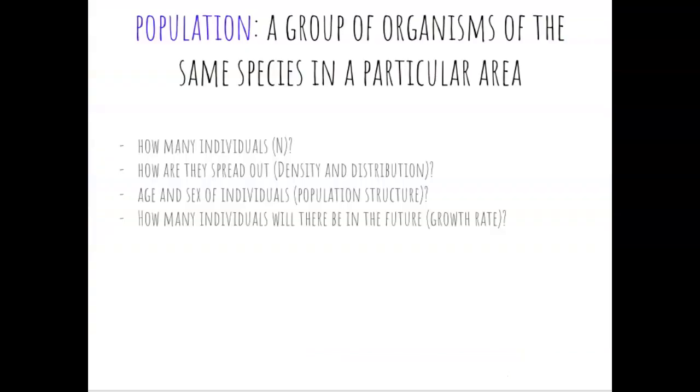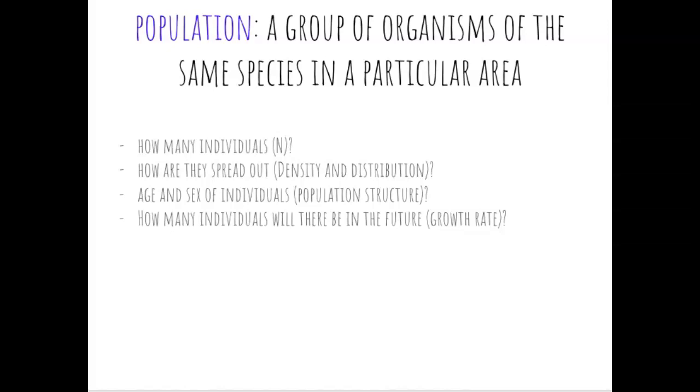So first, remember that a population is a group of organisms of the same species in a particular area. Now think back and remember that a species is members of a group that can interbreed and produce fertile offspring. And your area is also going to be important because we can discuss the number of people in the city of Phoenix, the number of people in the state of Arizona. We can discuss the number of people in the United States of America. And so your study area is also important.